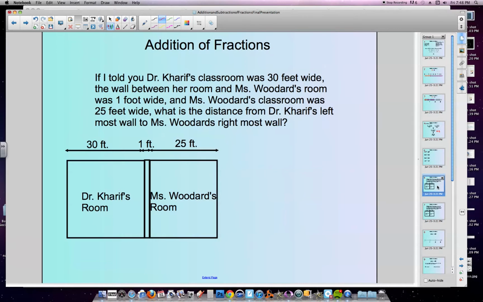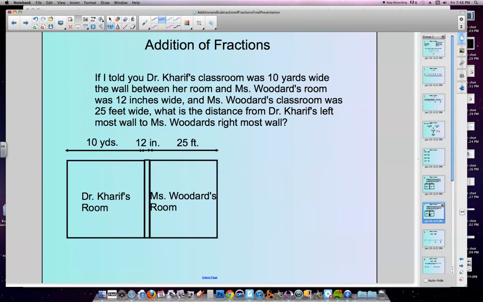The problem occurs when the denominator is not the same. To illustrate an example that may be a little more accessible, if we said Dr. Creef's room was 30 feet, and the wall between her room and Miss Woodard's was a foot, and then Miss Woodard's room was 25 feet, well, that's 30 plus 1, that's 31 feet to get to here, and then another 25, that's going to be 56 feet. And since the 30, the 1, and the 25 are all referencing the same length, it's easy enough to just combine them and say 56 feet.